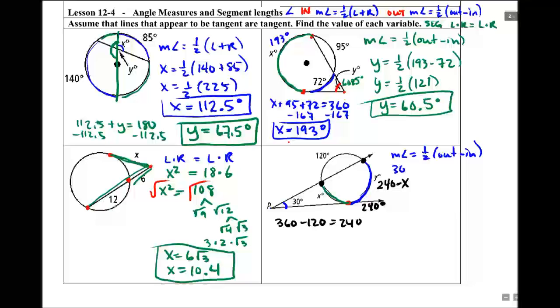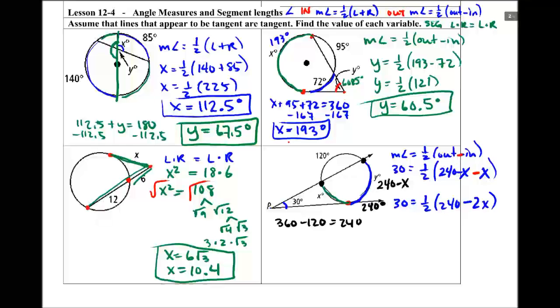I have a space right here. 30 is 1/2. My outside angle measures 240 minus x. And then be careful, because now we have to subtract the inside measure here, which is x. All right, then we get 30 equals 1/2 of 240 minus x. I'm going to combine my like terms and get minus 2x.